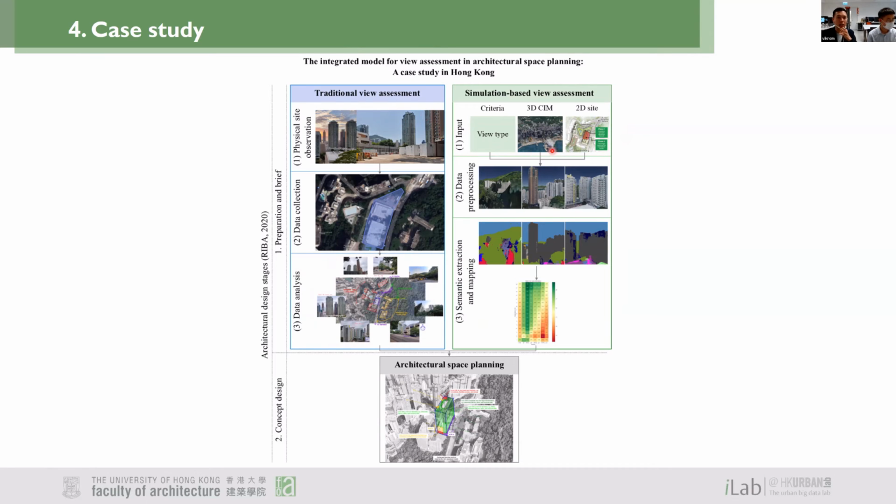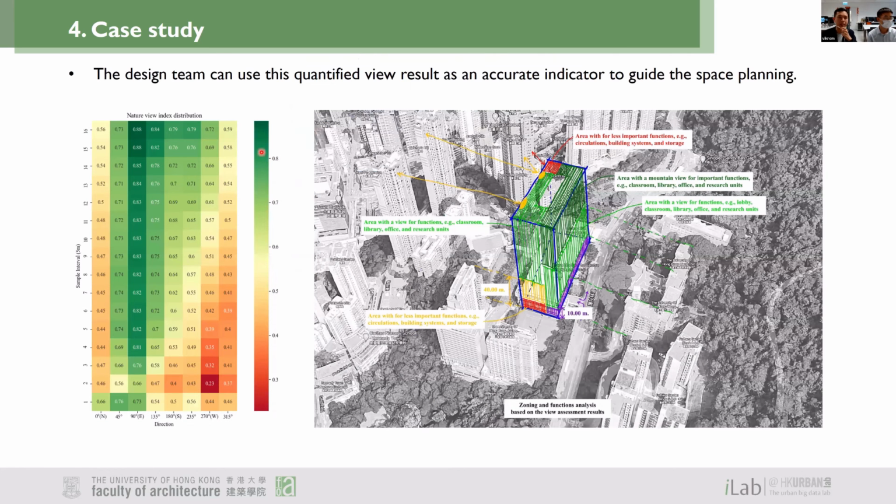Architects can use this quantified result during the architectural space planning. For example, here in the higher part has a high nature view index. So this part can be placed by, for example, living room, dining room, meeting room, which to enjoy the good view. But here, the lower part, you can see from like 10 to 25 meters, has a very low nature view index. So this area can be used for service, back of the house, and some other things.